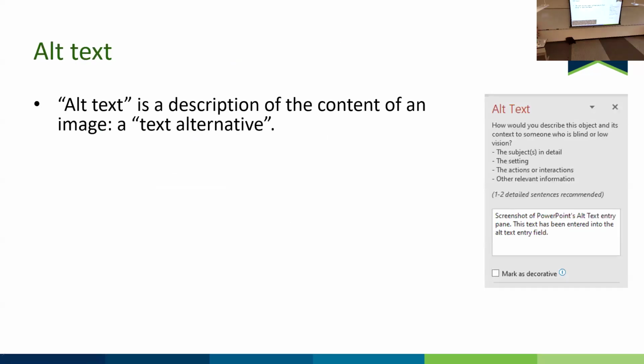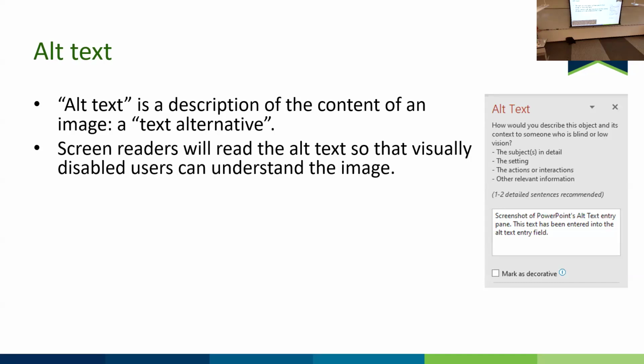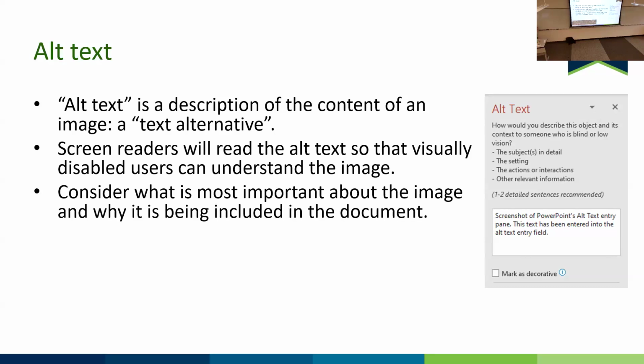So the first thing I want to talk about is alt text. You may have heard about this already, but just to make sure, alt text is what made sure that when those images came up in the accessible version of the document, they actually said something. Alt text is just a description of what's in the image. It's a text alternative. Screen readers read that alt text, so visually disabled users know what the image is. When you're writing alt text, you want to consider what's important about the image and why it's being included. One of the examples I use, actually the picture from the syllabus, will work great for this.